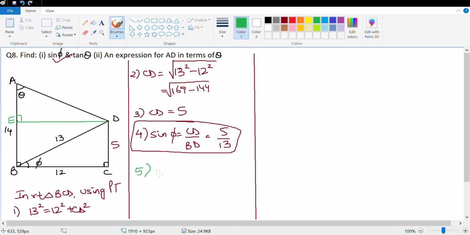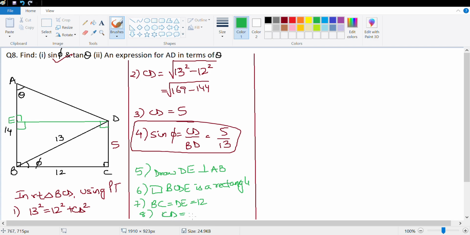So next one, draw DE perpendicular to AB. Now I have a right angle triangle. Now BEDC, this is 90, this is 90, this is also 90, which means this angle is also 90. So BCDE is a rectangle. So quadrilateral BCDE is a rectangle, which means BC is equal to DE is equal to 12 and CD is equal to BE is equal to 5. So this is 12, this is 5.